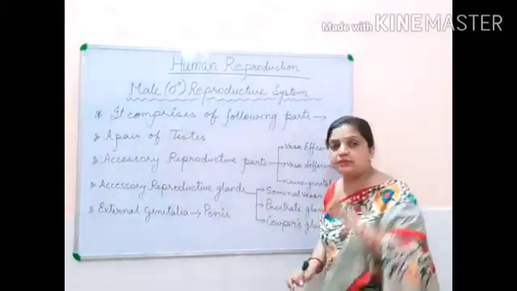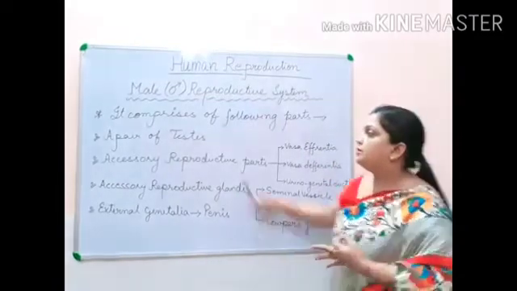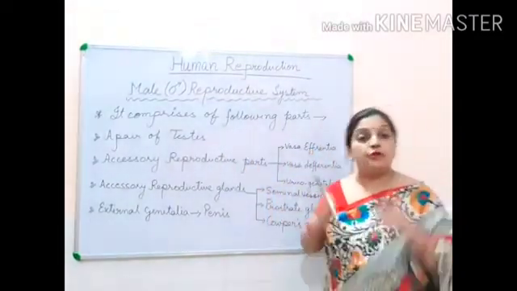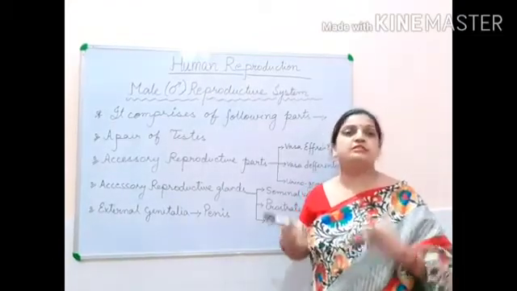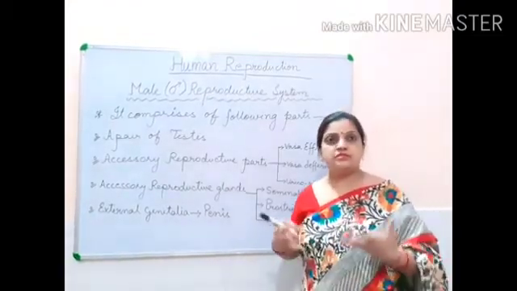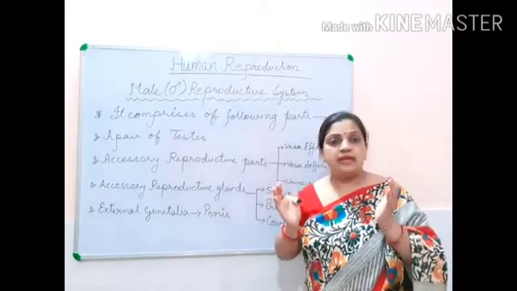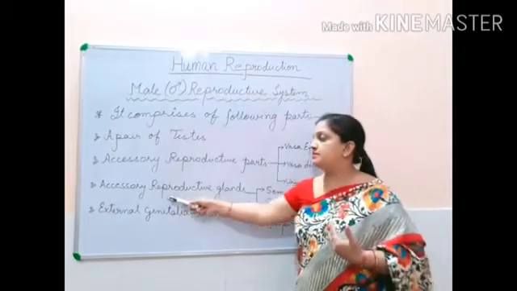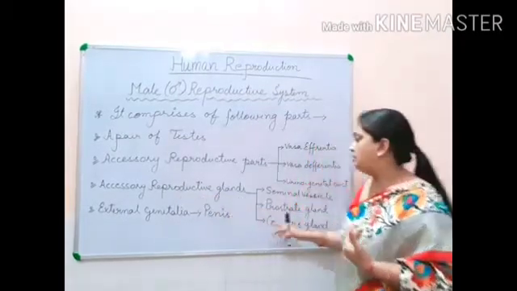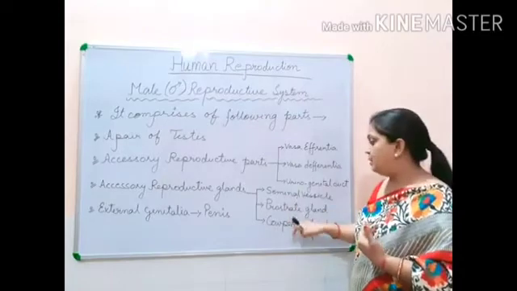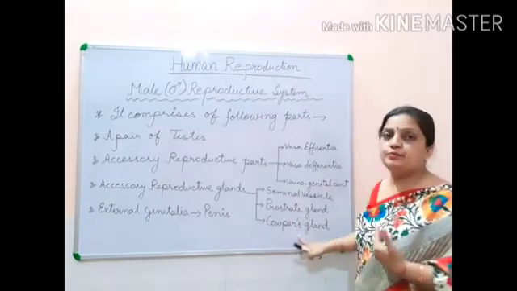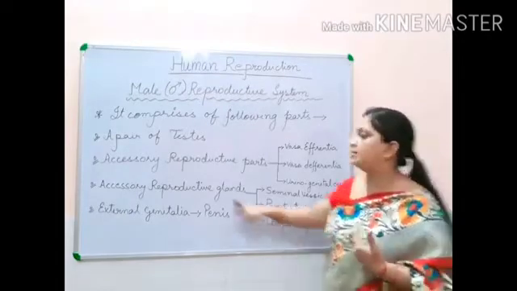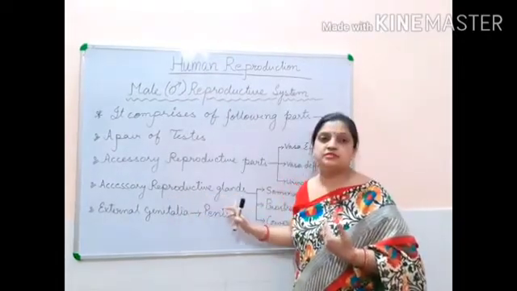Now there are three important glands, because the testes will be properly functional only because of certain types of secretions, certain chemicals released by those parts. So your accessory reproductive glands are seminal vesicles, prostate gland and Cowper's gland. These are the three important parts which comprise the accessory reproductive glands.